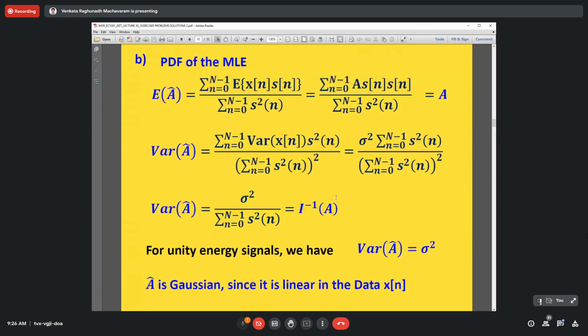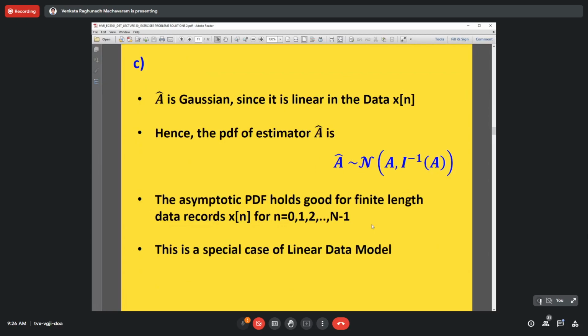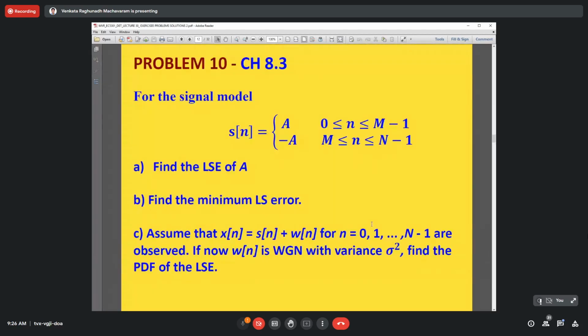Here n tending to infinity is not required. Even for small n, the variance is equal to sigma square because of the unit energy signal you are selecting. That means plus 1 volt, minus 1 volt for PSK amplitude.